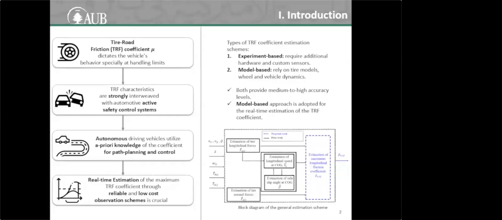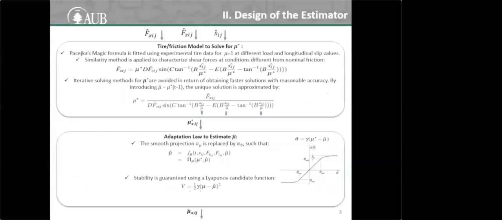The block diagram of the general estimation scheme shows that the proposed work in blue is built on previous estimation blocks. That's because the estimation of mu relies on estimates of the longitudinal and normal tire forces and tire slip. First, Pacejka's magic formula is fitted using experimental tire data with a unity friction surface. Then the similarity method is applied to characterize shear forces at conditions different from nominal friction. Iterative solving methods for mu star are avoided in return for obtaining faster solutions with reasonable accuracy. That is done by introducing mu bar. Hence, the unique solution is approximated by the following mu star equation.